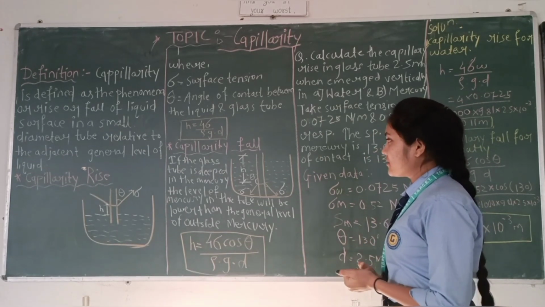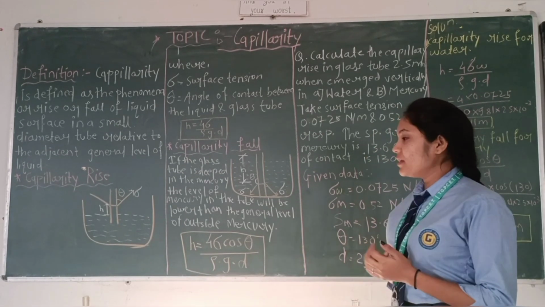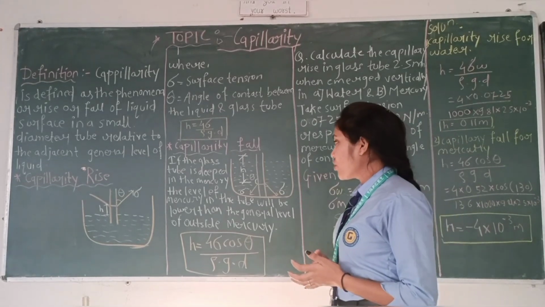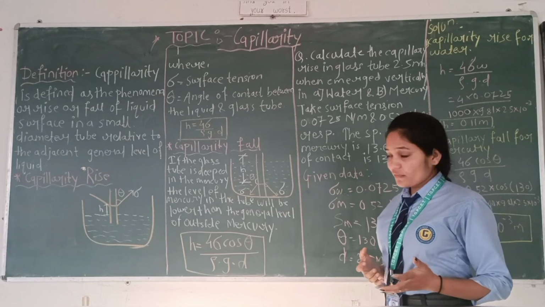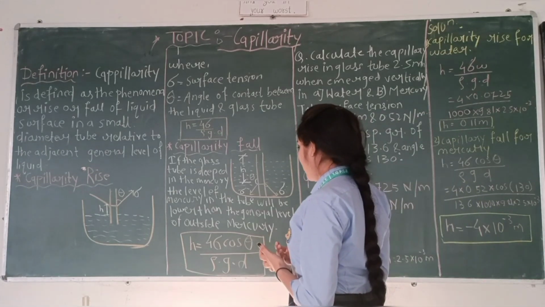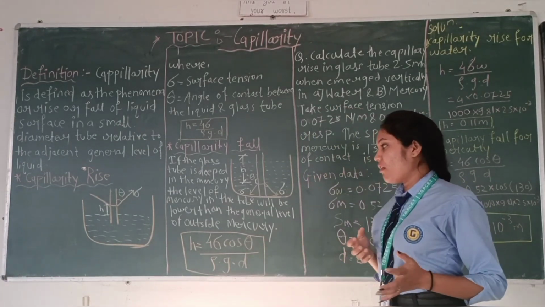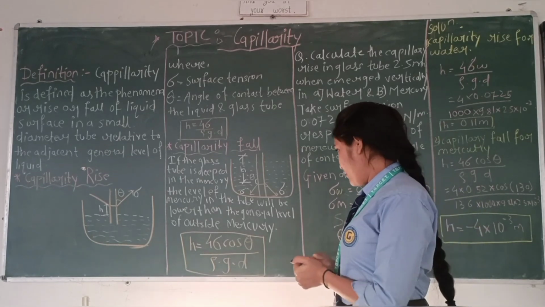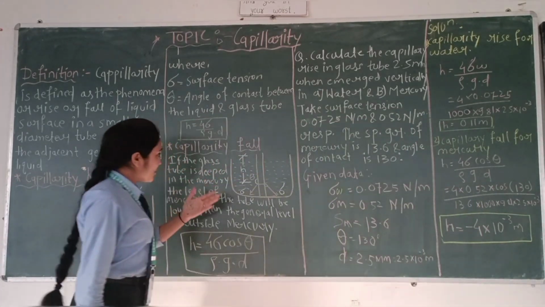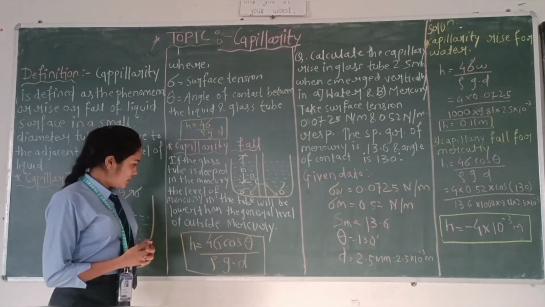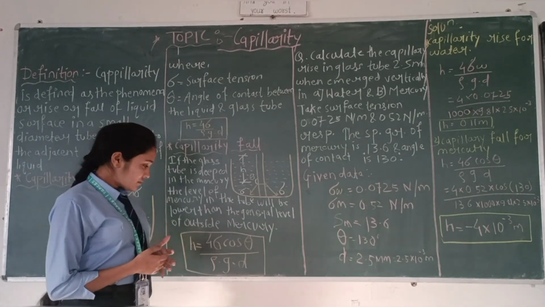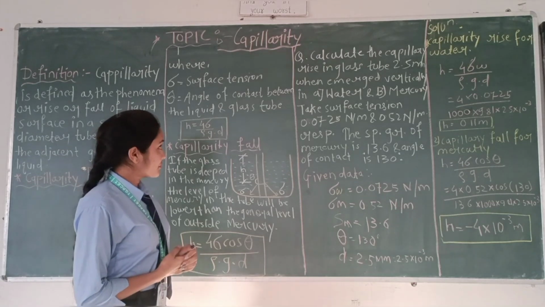Capillary fall occurs when a glass tube is placed in mercury. The level of mercury in the tube is lower than the general level of the outside mercury. The capillarity formula is h = 4 sigma cos theta / (rho g d).